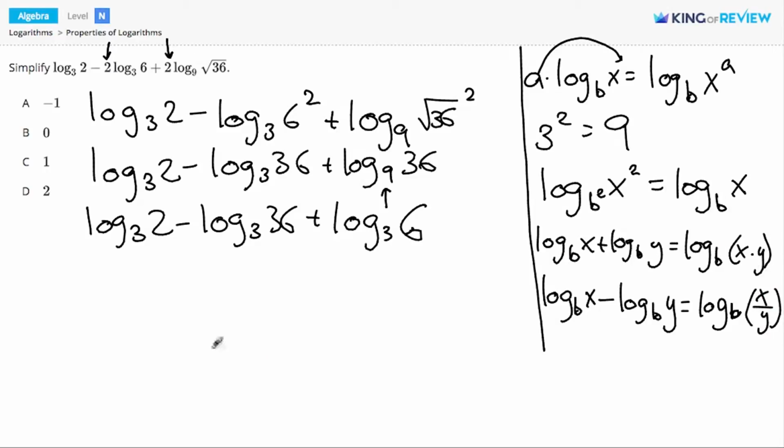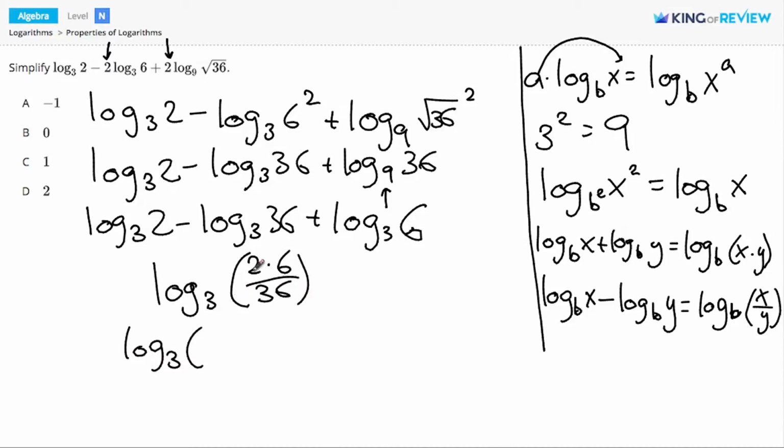So, using both of those properties together here, log base 3 of 2 and log base 3 of 6 are positive, so those will be multiplied. Log base 3 of 36 is the one that's subtracted, so that will be divided. So, in sum, these 3 logs combine into the log base 3 of 2 times 6 divided by 36, which, if we simplify it, becomes the log base 3 of 12 divided by 36, which simplifies further to the log base 3 of 1/3.